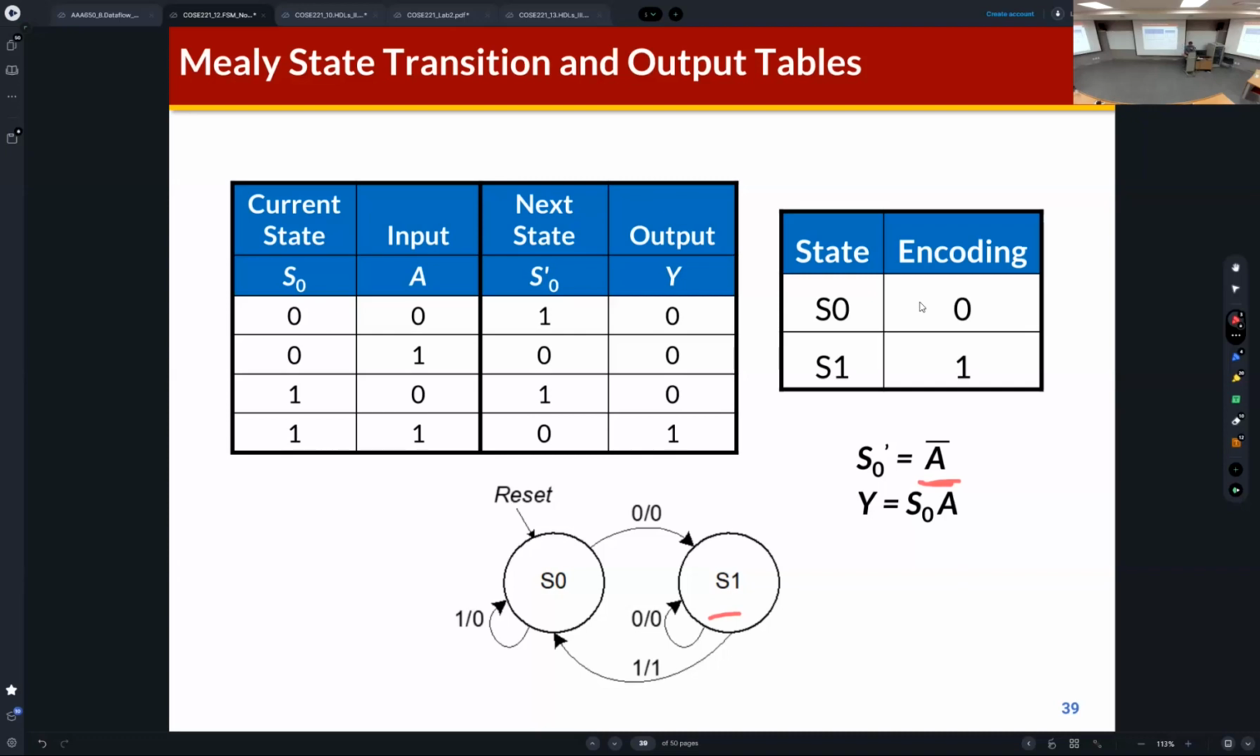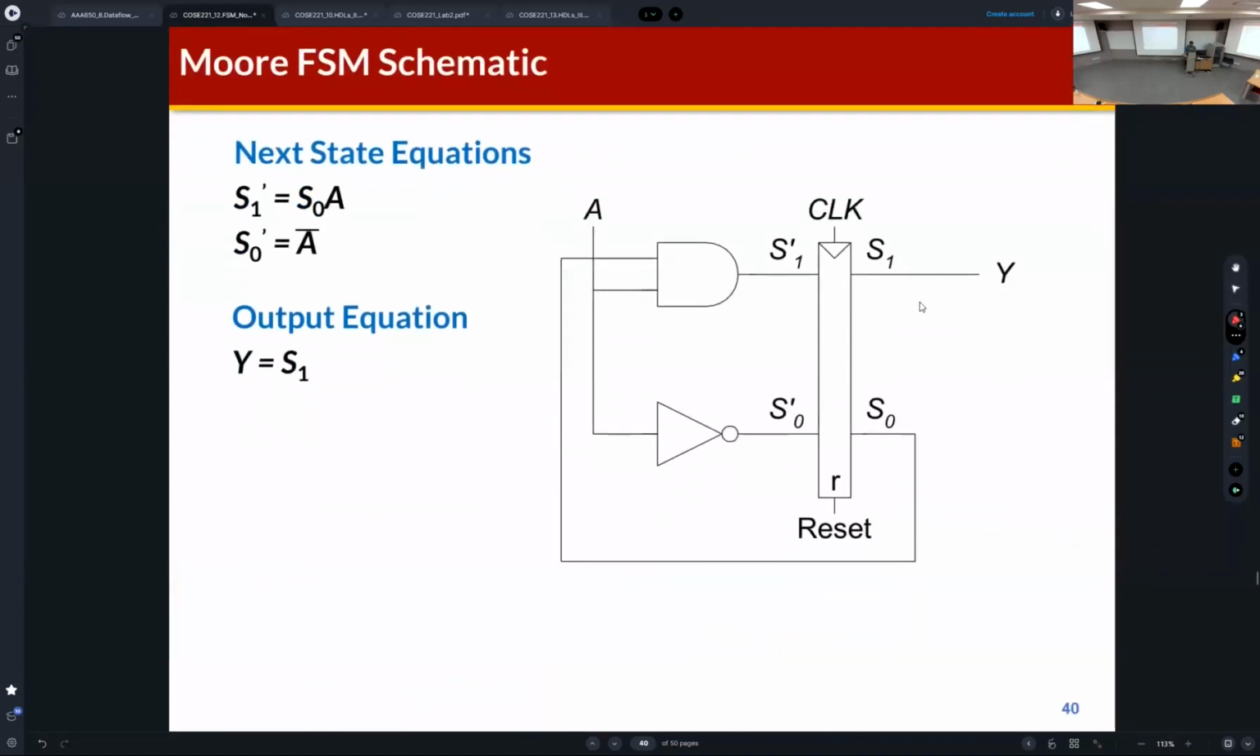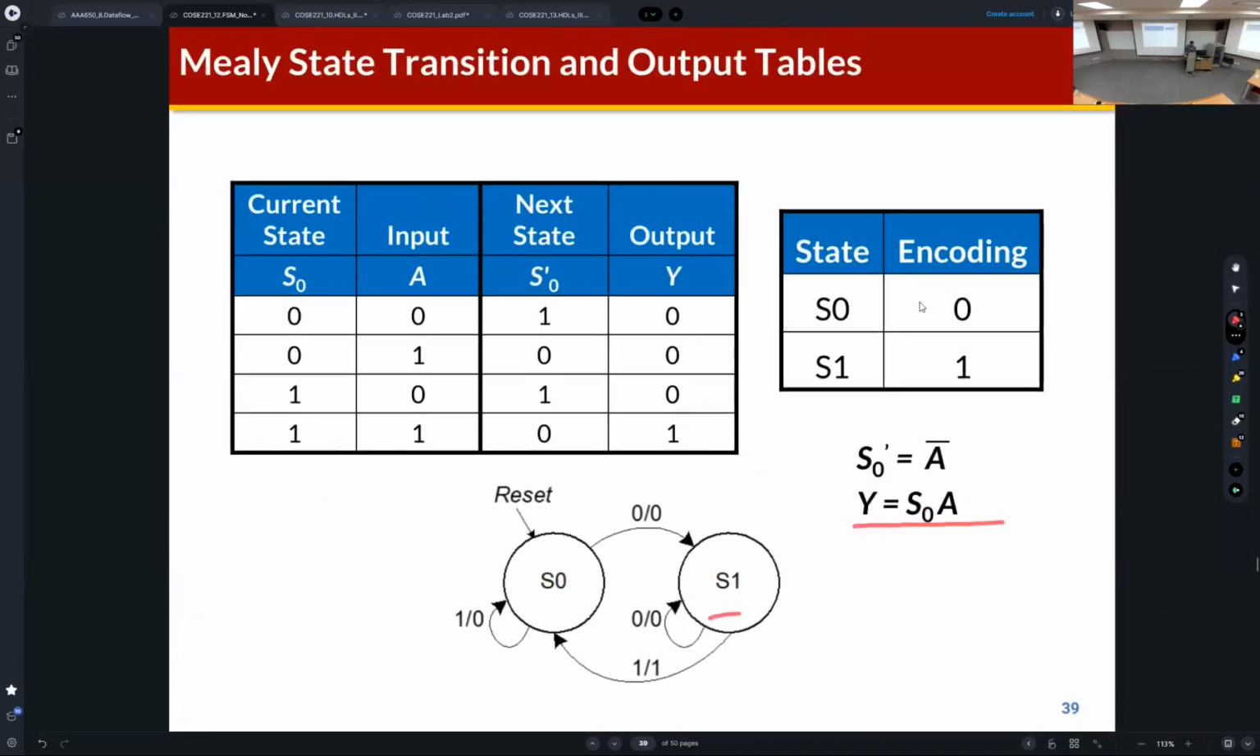Based on this truth table, the transition table, the output is 1 if the current state is 1 and the input is 1. And so we can implement the Mealy FSM like this.